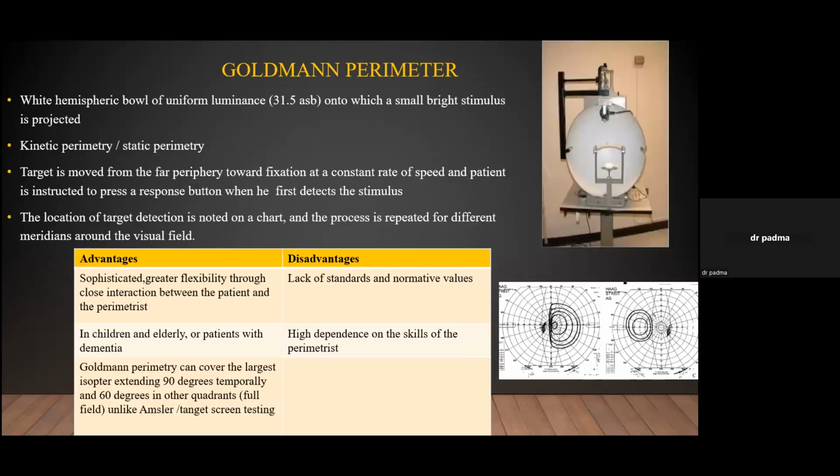This is a Goldmann perimeter, which has a white hemispheric bowl onto which a small bright stimulus is projected. It can be used for kinetic and static testing as well. The advantage is that the Goldmann perimeter can cover a large field, extending about 90 degrees temporally and 60 degrees in other quadrants, like the full field, unlike the Amsler or tangent testing. And it can be used in children and the elderly because the perimetrist can monitor the patient's eye position and can interact with the patient to maintain fixation.